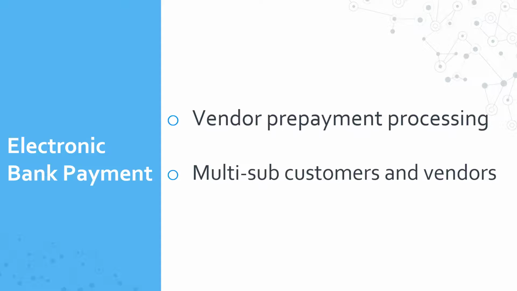Electronic bank payments now supports vendor prepayment processing from the Instant Bank File page. This will generate bank files for prepayments created in NetSuite with the status of paid. Additionally, the Electronic Bank Payments Suite app now has support for multi-subsidiary customers and vendors, allowing you to assign a primary bank to each subsidiary, create multiple bank records per entity based on the country in which it operates, and process transactions for other subsidiaries.